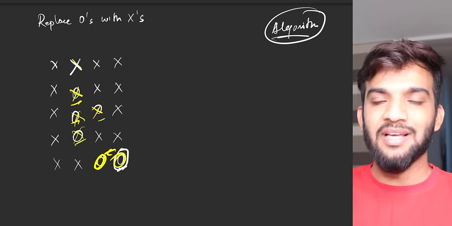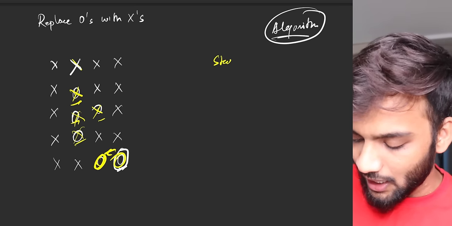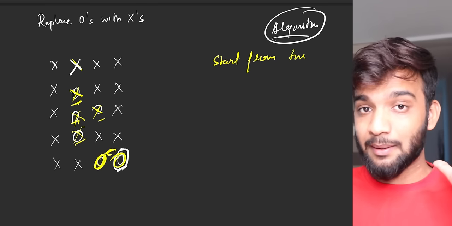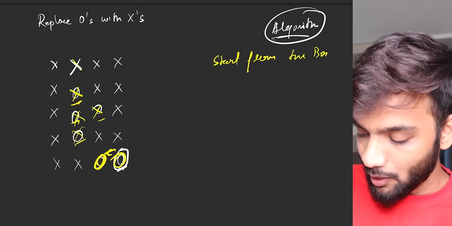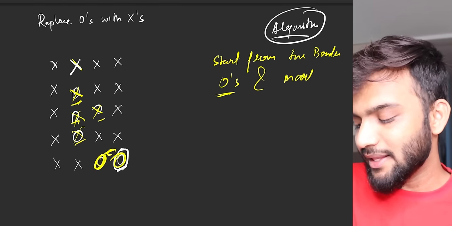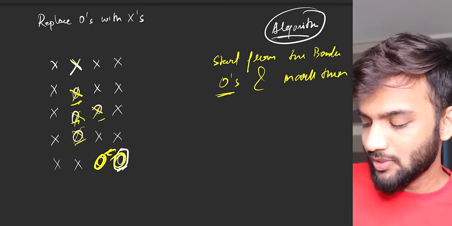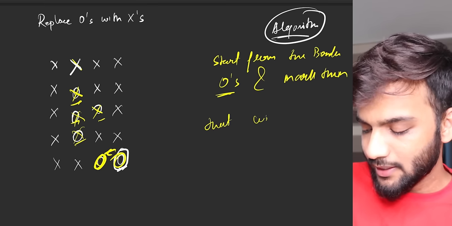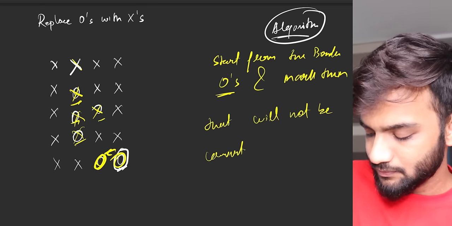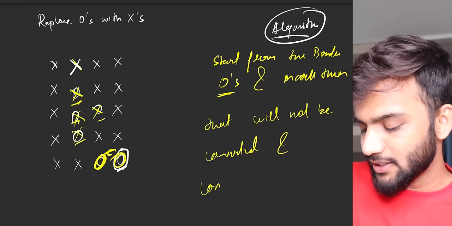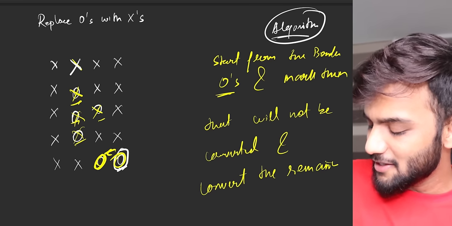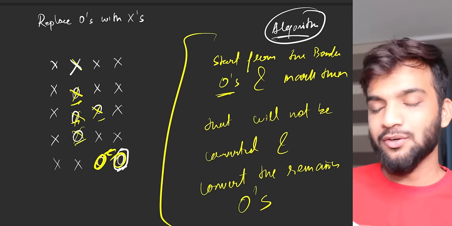Perfect. So the algorithm is very simple. Start from the boundary zeros. There can be multiples. Remember this, there can be multiples. Start from the boundary zeros and mark them that they will not be converted, and convert the rest of the zeros. Convert the remaining O's. That's my algorithm.